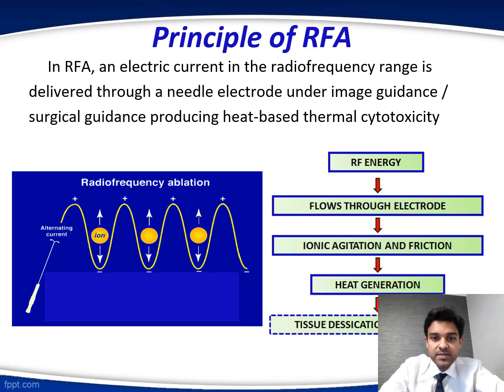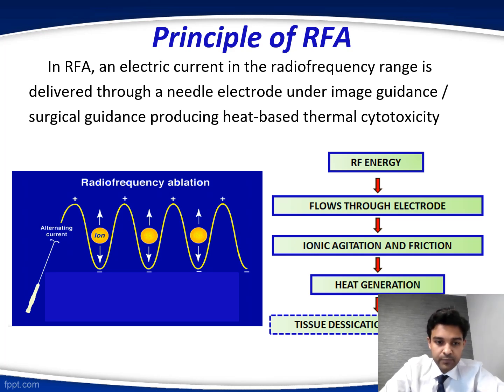So what is the principle of RFA? In RFA, an electrical current in the radiofrequency range is delivered through a needle electrode under image guidance or surgical guidance, producing heat-based thermal cytotoxicity. RF energy flows through the electrode, which causes ionic agitation, then comes friction, which causes the heat generation, and therefore the tissue gets desiccated by that heat.